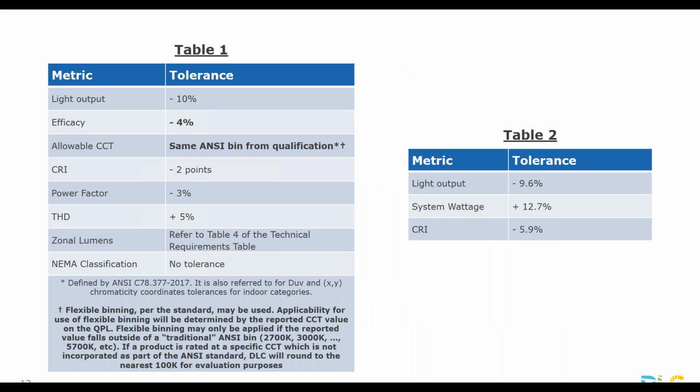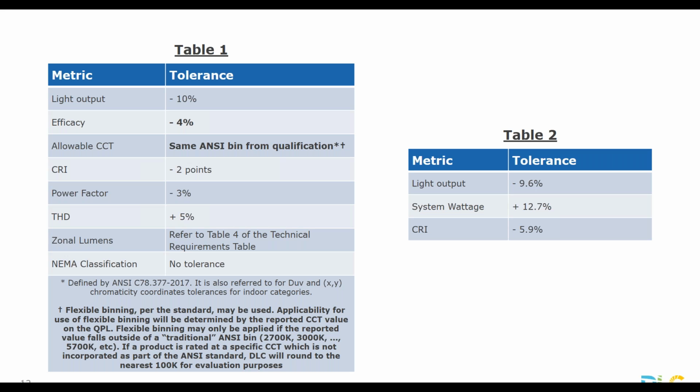Once the product arrives at the lab, it'll take about 3 to 4 weeks for the testing to be carried out and for the results to be reviewed. I think one point of confusion for many is how the two tables work for surveillance testing, so that's what we'll walk through here. All products are reviewed against both tolerance tables.